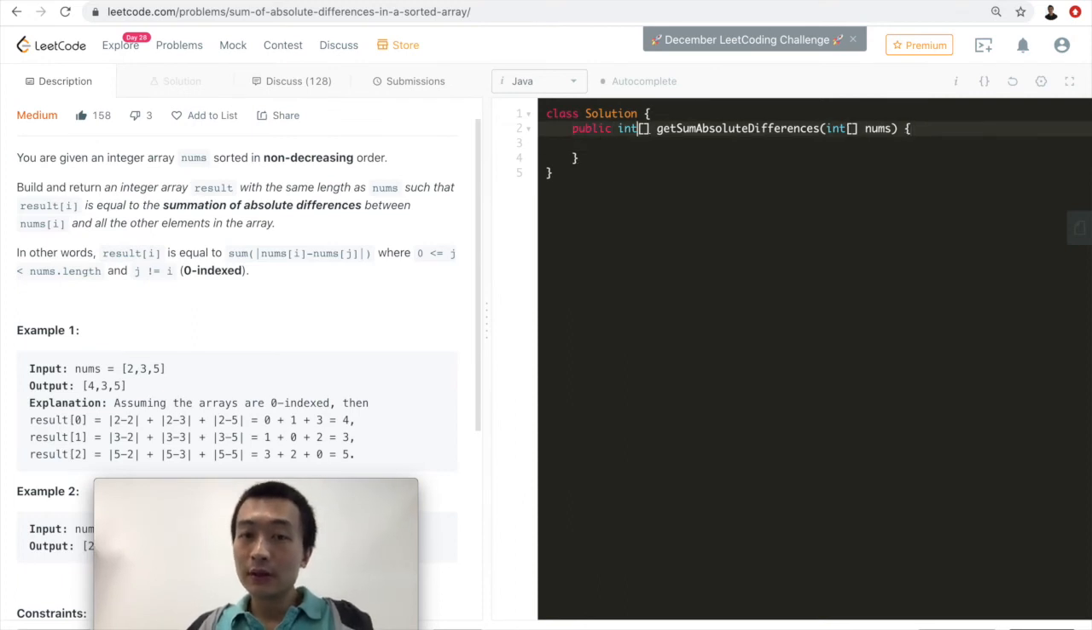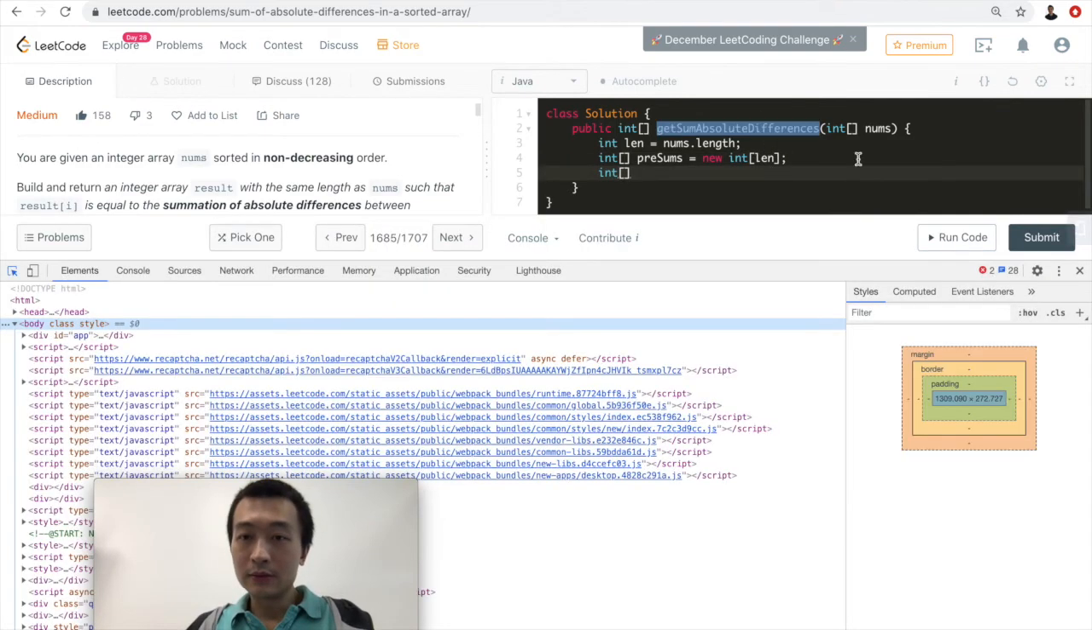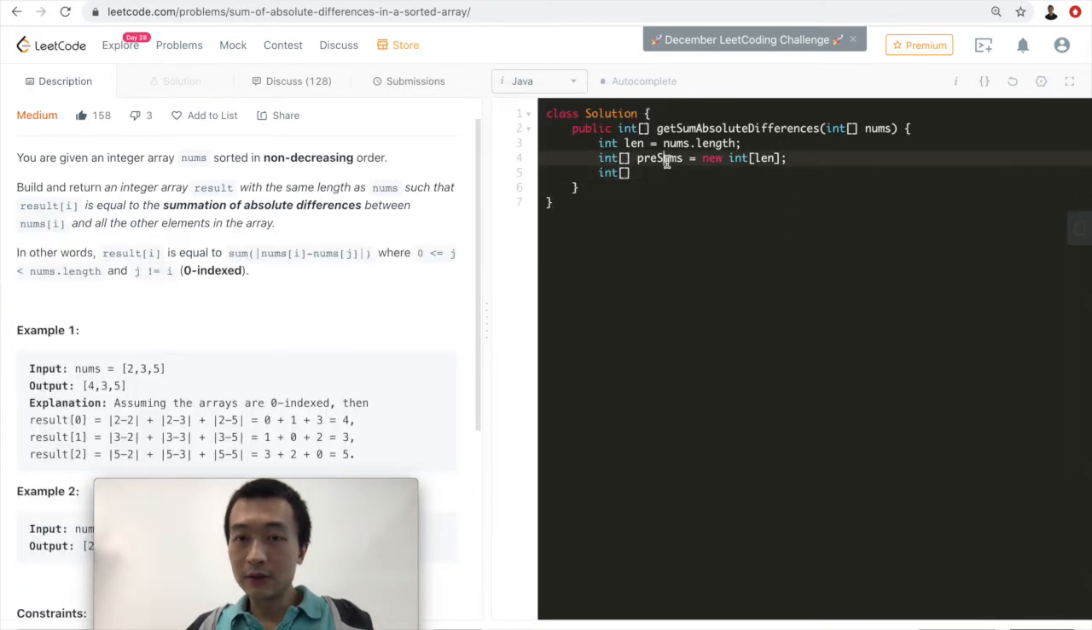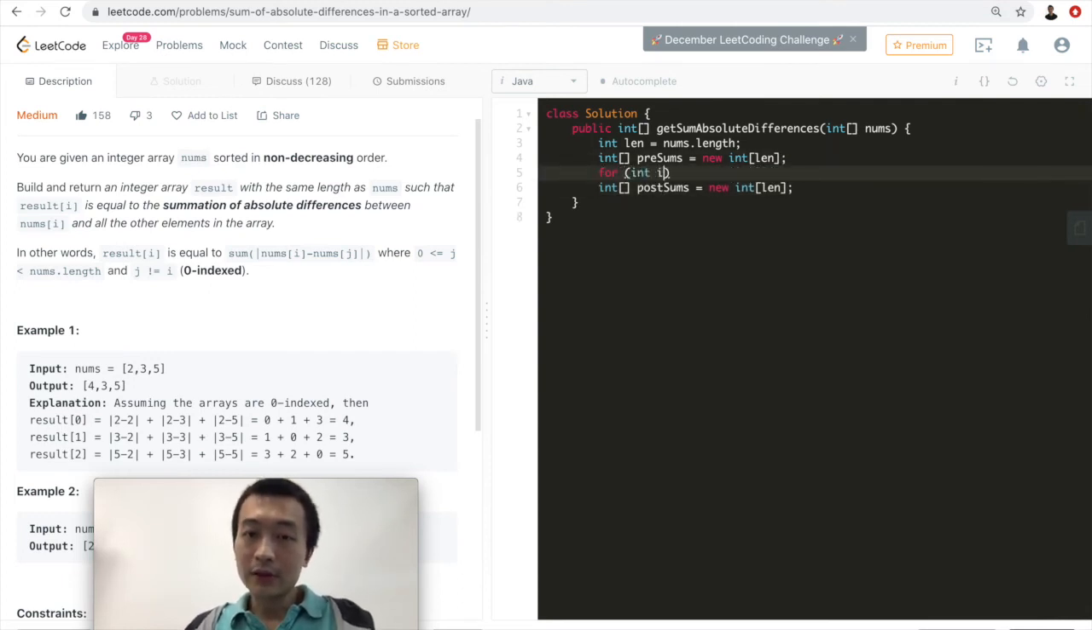So first we'll calculate the presums, new int, and let's put length here. Let's calculate presums and post sums here. We'll calculate presums first. We'll start from the left side and go all the way up to the right side. So we'll start from 1, because 0 is 0. It doesn't have any presums, right?